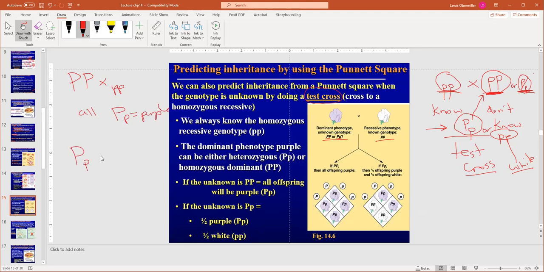But if I bred it to a heterozygote, I don't know this. It's just a purple flower to me. I would get half purple and half white. Then I would know that if I get any white flowers, it's a heterozygote. If I get all purple, it's a homozygous dominant. Does that make sense? Yeah. That's a test cross.